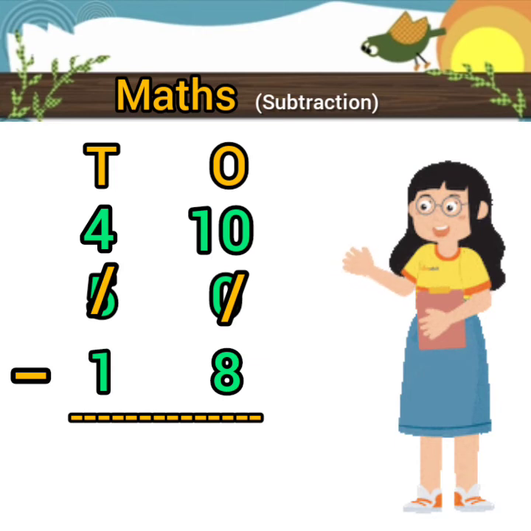Now let us find the difference. So if I take away 8 from 10, how much will I have? Yes, 2. And then if I take away 1 from 4, how much will I have now? 3. So the difference of 50 minus 18 is 32. So I hope children you have understood the subtraction of two-digit borrowing.